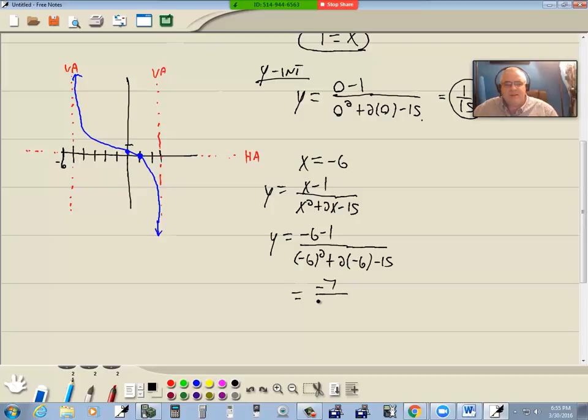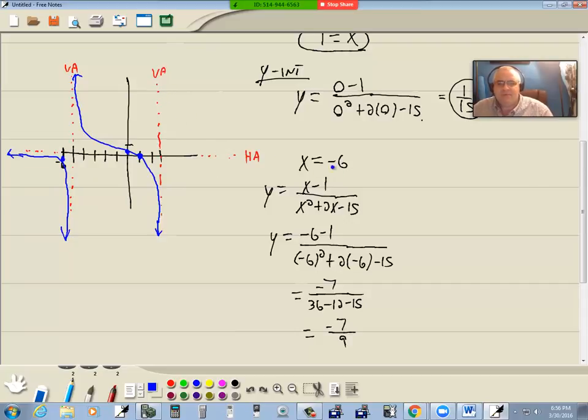It gives us negative 7 over 36 minus 12 minus 15. Negative 6 squared is 36. 2 times negative 6 is negative 12. Negative 12, negative 15 is negative 27, plus 36 is 9, I believe. So negative 7 ninths. Let me double check that. Yeah, negative 7 ninths. So at negative 6, we got negative 7 ninths. So that's going to be down here. Which tells me then it's passing through that point, and it has to skim these. It's going to look something like this.